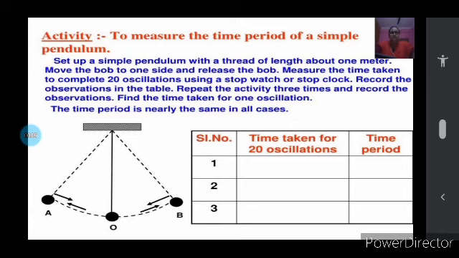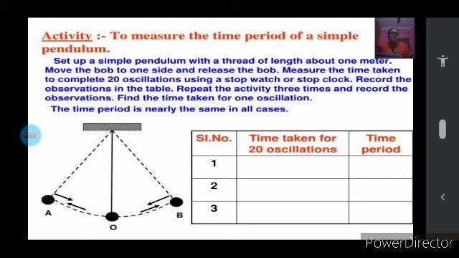So as such, you learned what a time period is. By now you know what the time period is. The time taken to complete one oscillation is called the time period of a pendulum. Complete oscillation means what you learned. So to complete that one oscillation, the time taken by a pendulum is the time period of that pendulum.